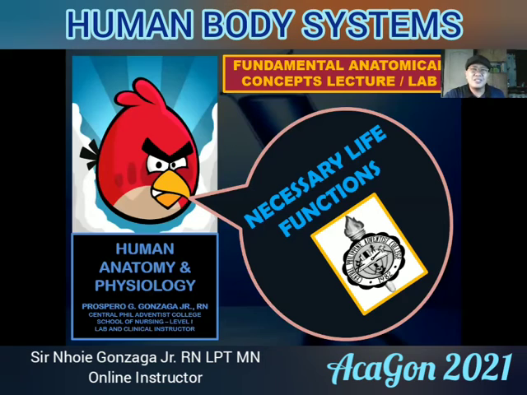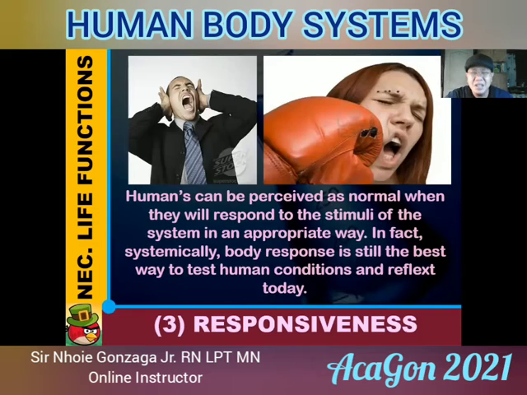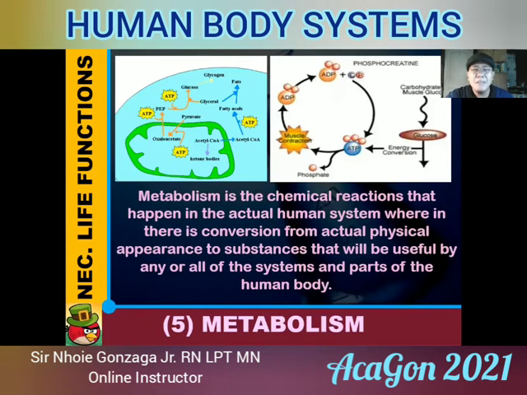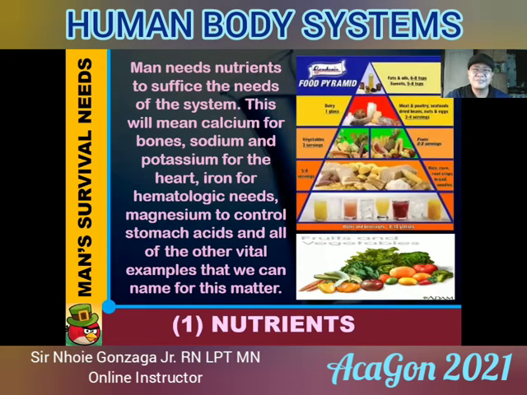So these are all the necessary functions of life, why we need to take care of our systems and make it functional. Maintain boundaries, movement and locomotion, responsiveness, digestion, metabolism, growth, reproduction. Okay. Now proceeding to the next subtitle, what are the survival needs of man? If the body is functional, there are other things that man needs in order to survive. What are these? Number one, nutrients. Without the correct nutrients, man will die.